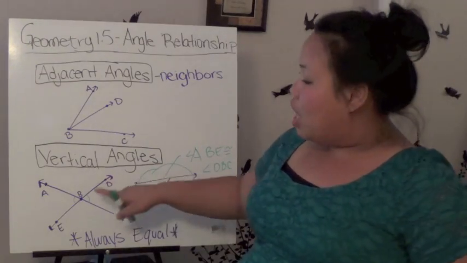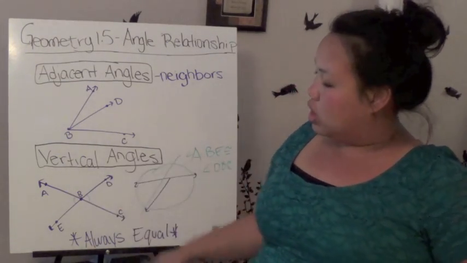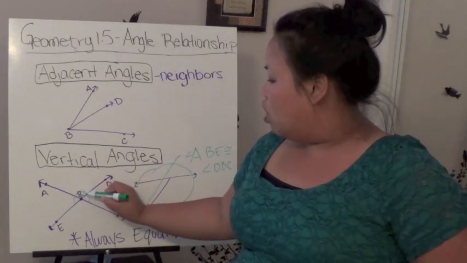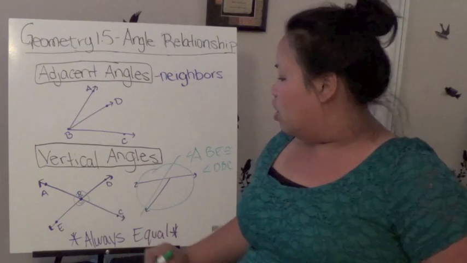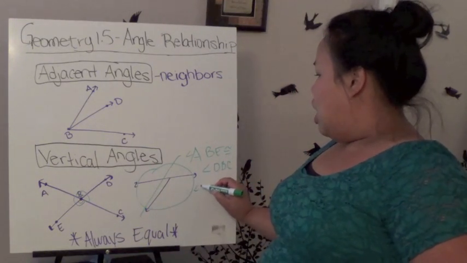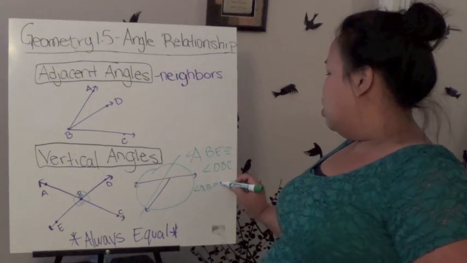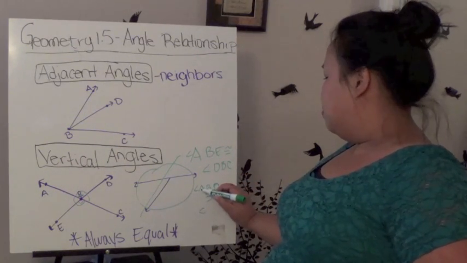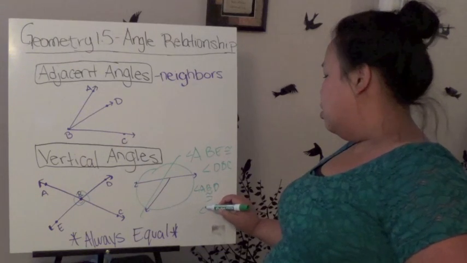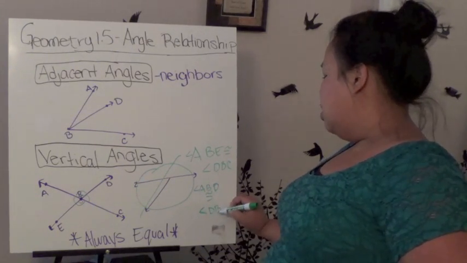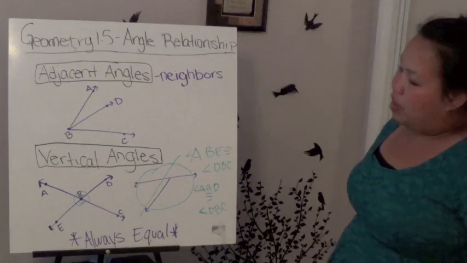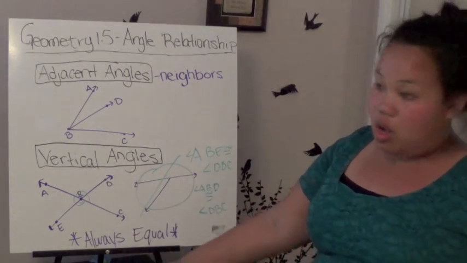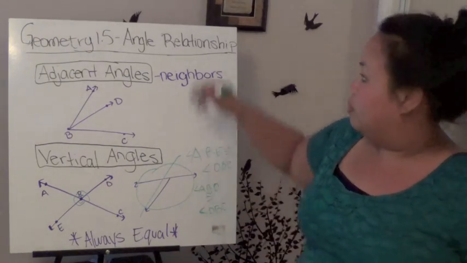Now we also have another set of vertical angles. So when you have these two intersecting lines, you have two sets. And they're not equal to this, but they're equal to each other. So we'll put two curves on there. So we have angle ABD is congruent to angle DBC. Okay? So we have two sets of angles. This is a vertical angle, and this is a vertical angle. And they are, again, what? Always equal.